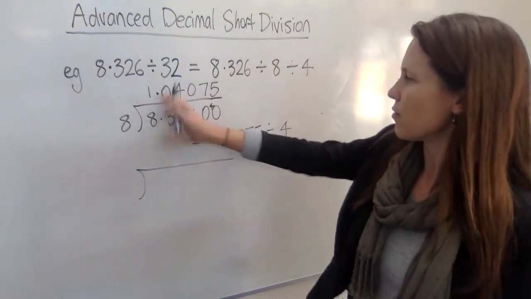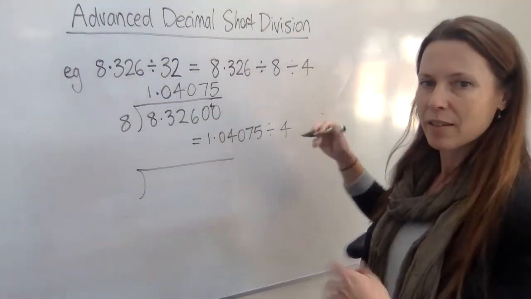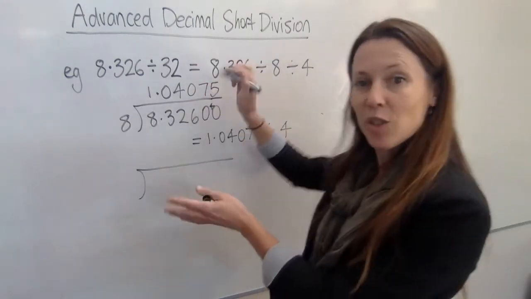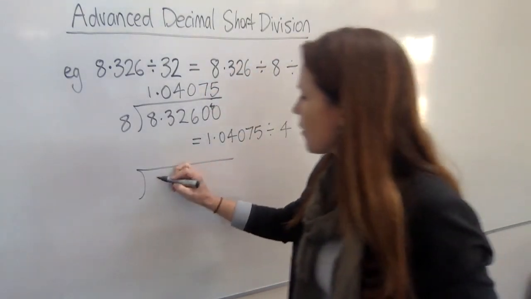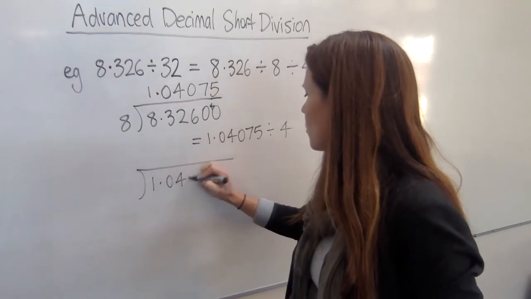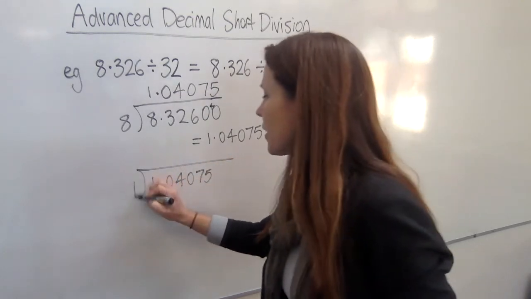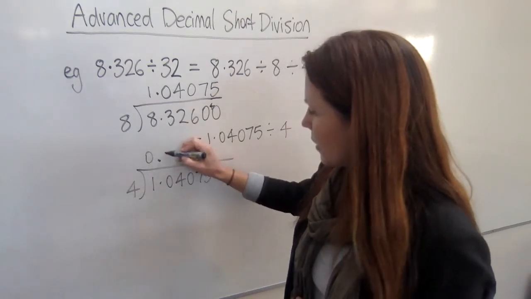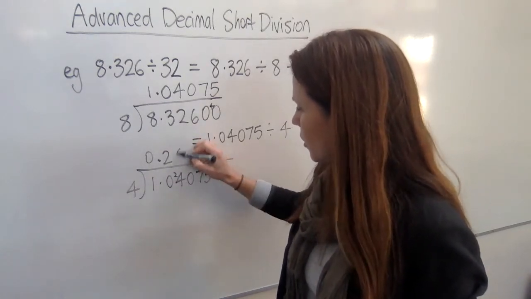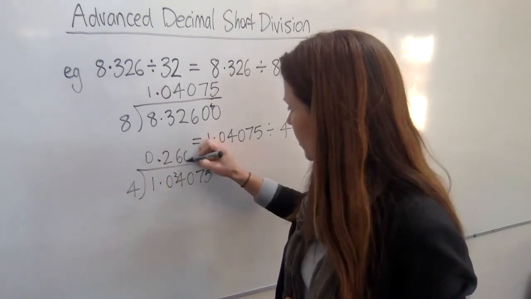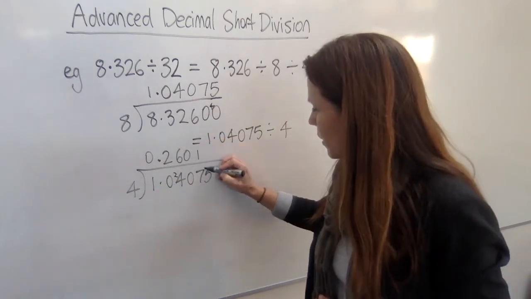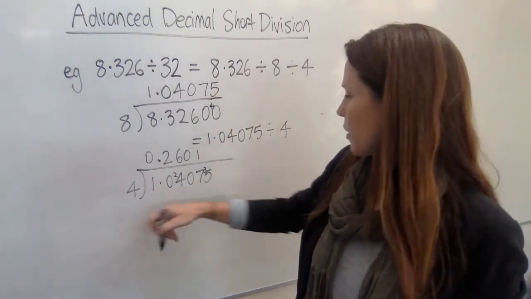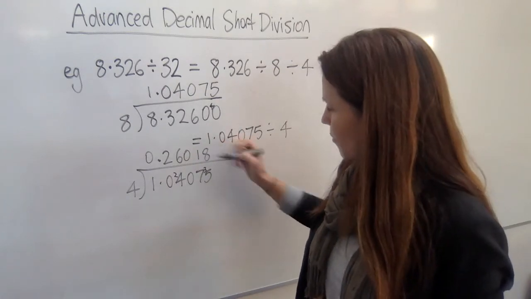Now you could do these divisions over on the side if you like to keep things set out nicely. I'm putting it here just so that you can see it on the video. Now I need to put 1.04075 in here and divide it by 4. So away I go, keep the decimals lined up. We've got 2, remainder 2, 6, 0 won't go, 7, I get 1, remainder 3. Now 35 divided by 4 gives me 8, remainder 3.